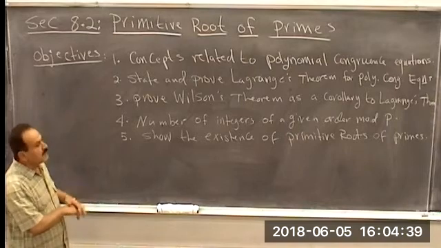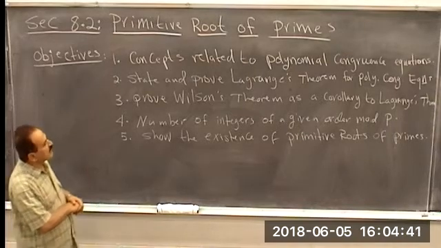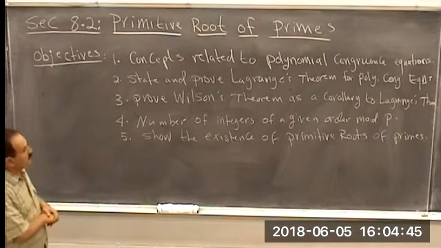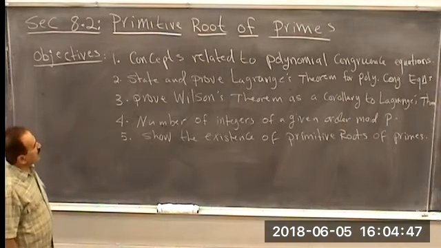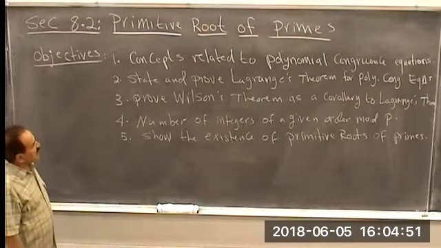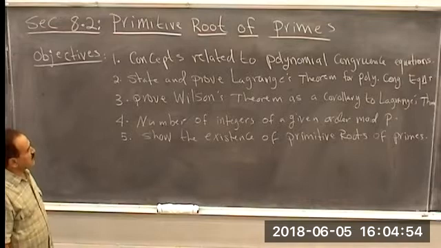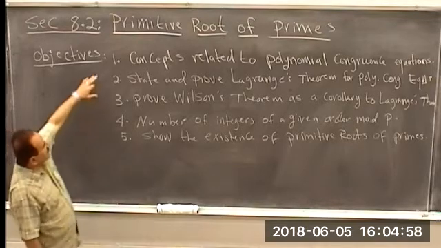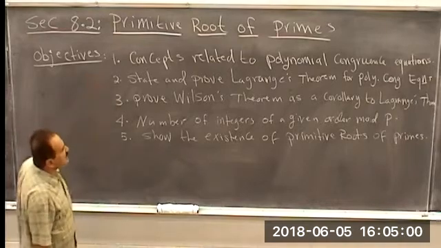There are infinitely many, but comparison-wise, there are few, basically. So in this section, we're going to show that every prime has a primitive root. And to accomplish this, we need to get started with something that maybe looks unrelated.